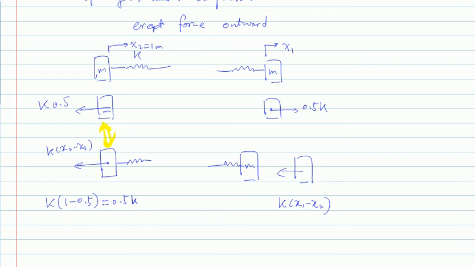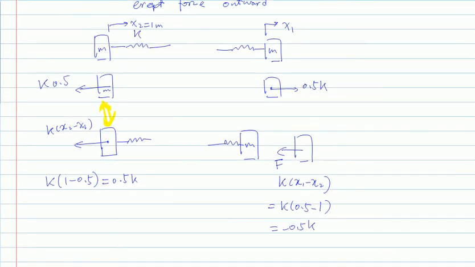So how about the other side here? This one is equal to k times (0.5 minus 1), which is negative 0.5 k. What does that mean? Even though the restoring force is drawn in this direction, your actual calculation here is negative 0.5 k. So the restoring force, or the external force on this mass, is really in this direction with a value of 0.5 k. That's what it really means for this step.